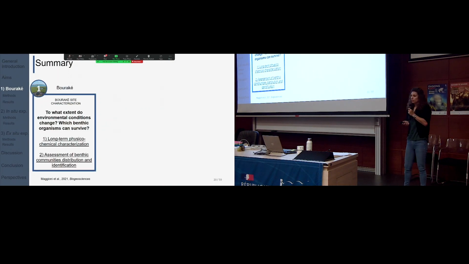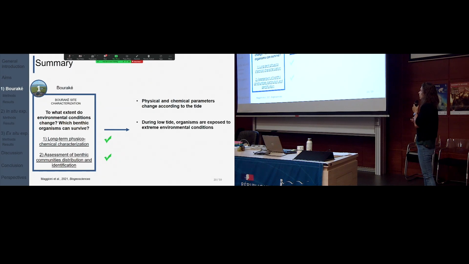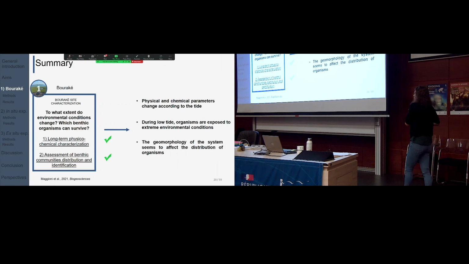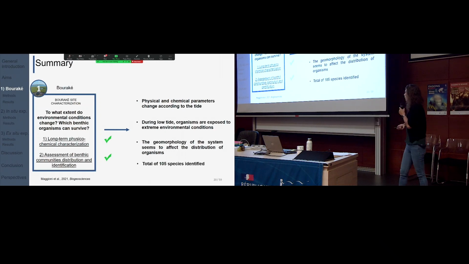The aims here, in summary, were to characterize the semi-enclosed lagoon of Bouraké using a long-term physicochemical characterization and an assessment of the benthic community. Both aims were completed. I found that physical and chemical parameters change driven by the tide, reaching extreme environmental conditions during low tide, that the geomorphology of the system seems to affect the benthic community distribution, and I finally characterized 105 species in Bouraké.